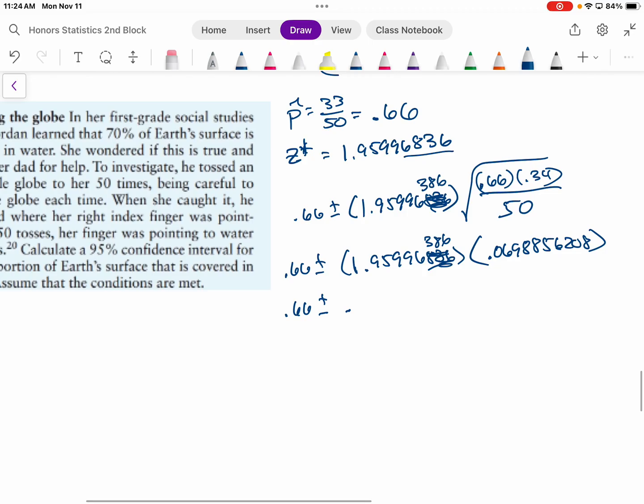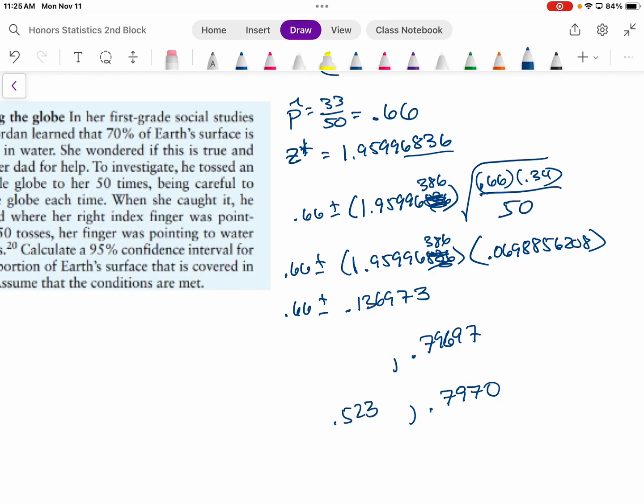All right, so 0.136973, that's enough there. So 0.66 plus the answer tells me the upper side is 0.79. That one actually rounds. It's 0.79697, so that's really 0.7970. And on the lower side, 0.66 minus that answer, which would be 0.5230.